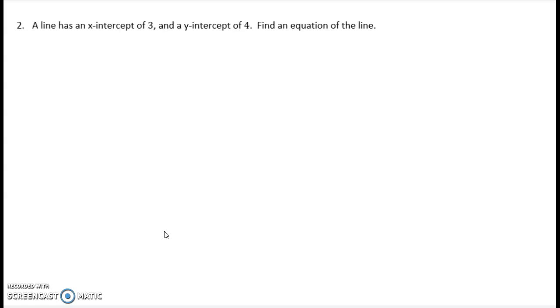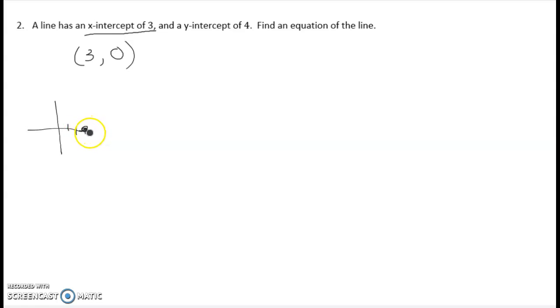Last question. A line has an x-intercept of 3 and a y-intercept of 4. Find the equation of the line. So if they are telling us that it has an x-intercept of 3, we know that x is 3, and then my y-intercept has to be 0. Okay, because when you picture a line, an x-intercept of plus 3, 1, 2, 3 would be about right here.